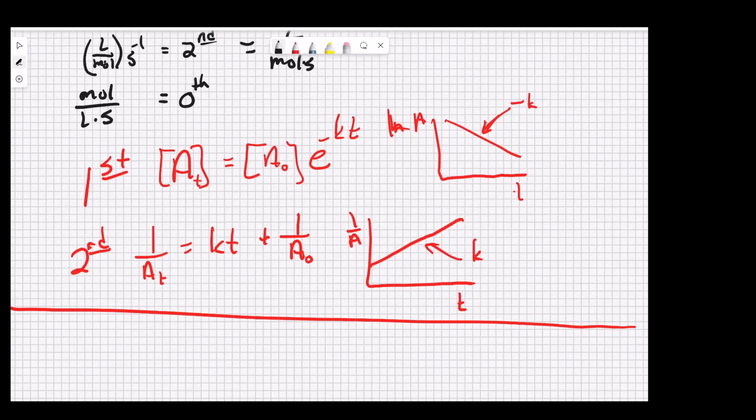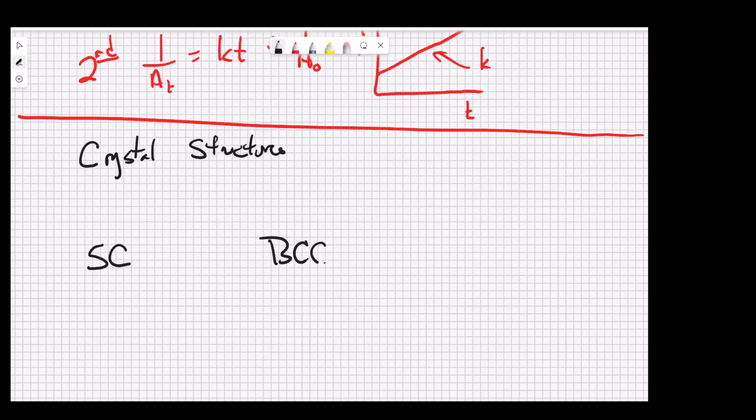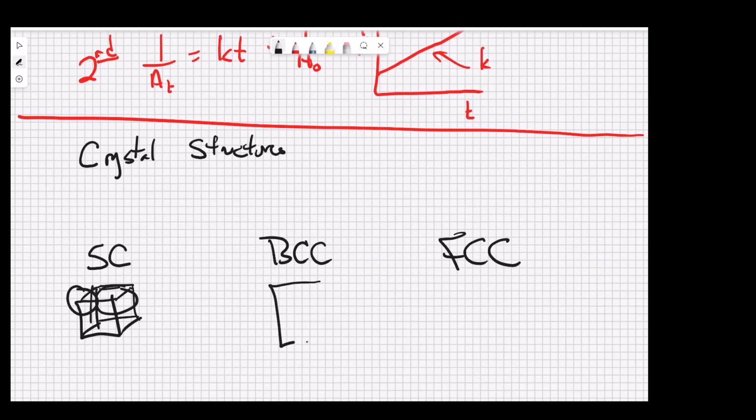So we're looking at crystal structures. We talked about three different types of cubic crystal structures. We have the simple cubic, the body-centered cubic, and the face-centered cubic. Okay? Simple cubic means that the atoms touch along the edge of the cube.